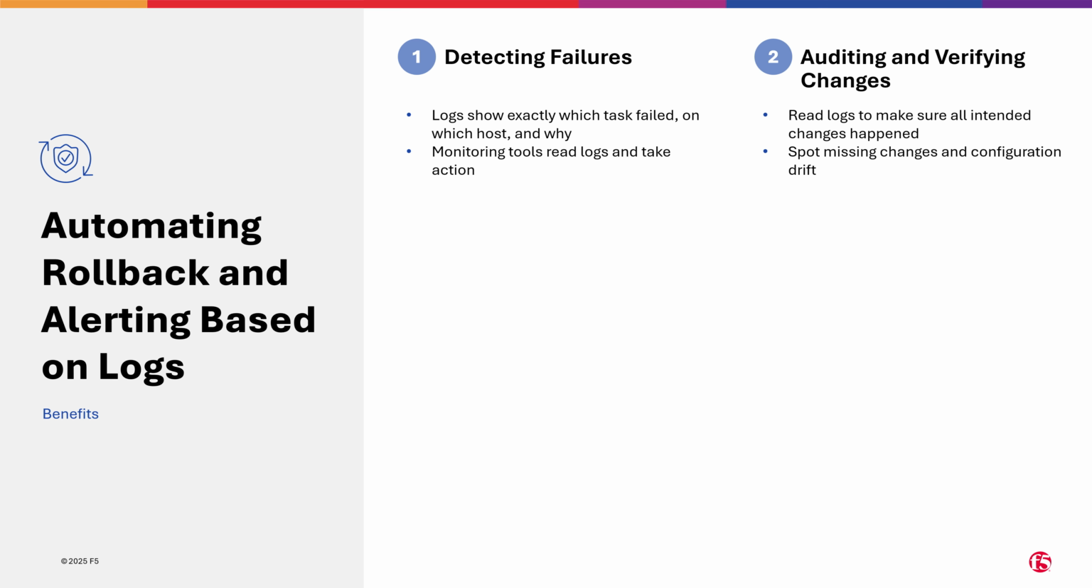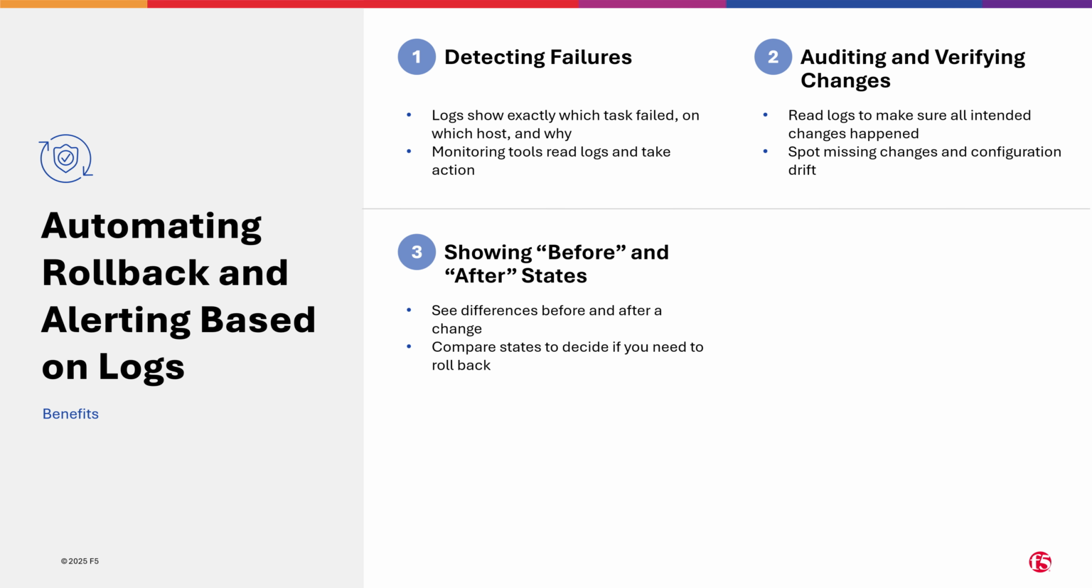Second, logs are useful for auditing and verifying changes. After a playbook runs successfully, you can read the log to make sure all intended changes happened. For example, if you're deploying 3 virtual servers and 2 pools, the log should show 3 changes for the servers and 2 for the pools. If anything is skipped or already there, the log will show ok or skipped. This helps spot missing changes or things that were already set up differently, which can point to configuration drift.